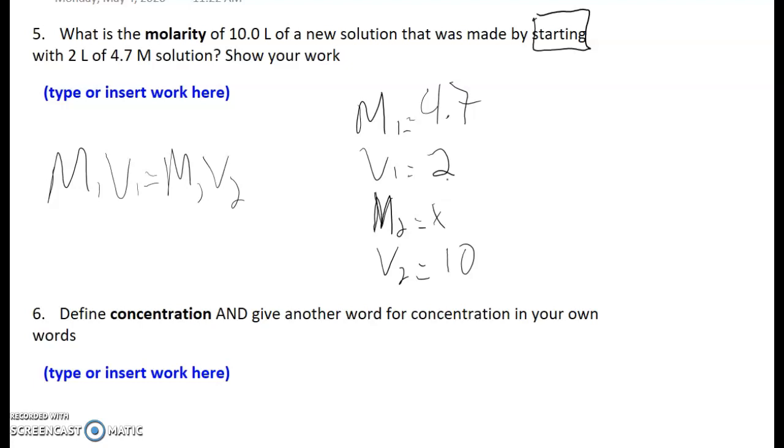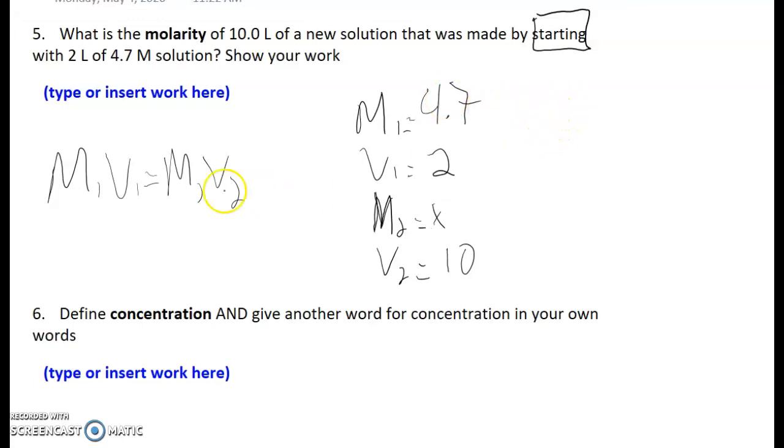Okay, so this is my internalization right now. I've added a whole bunch, essentially, I've diluted this, right? Because my original volume was 2 liters, so this number should also be smaller, right? That's just coming off the top of my head. So now I'm thinking my answer should be smaller than 4.7. So now I'm just filling in the blanks.